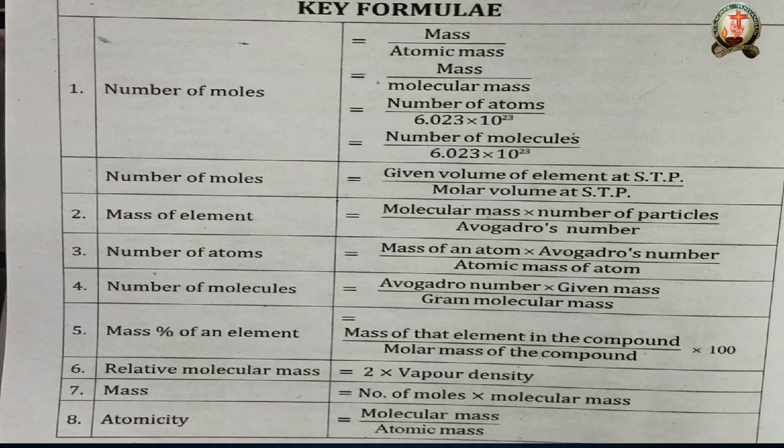Okay. So mass of the element: molar mass into number of particles divided by Avogadro number. Sometimes they ask to derive the mass of the element. Like that they are asking, so you can use this formula for your better understanding. Number of molecules: Avogadro number into given mass by the gram molecular mass, like that you can understand. Atomicity, mass, these are the important equations in this section, atoms and molecules. Each and every formula has a definition, but don't worry about the definition. You can understand the formulas for your better improvement.